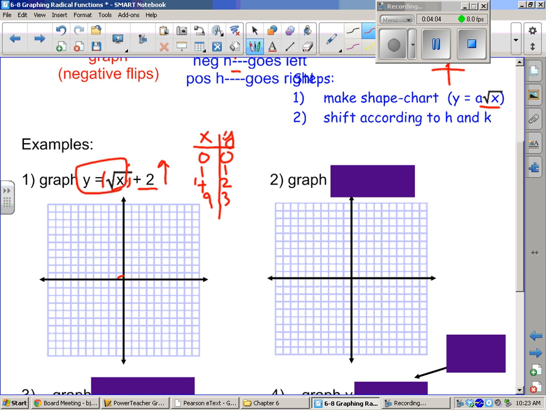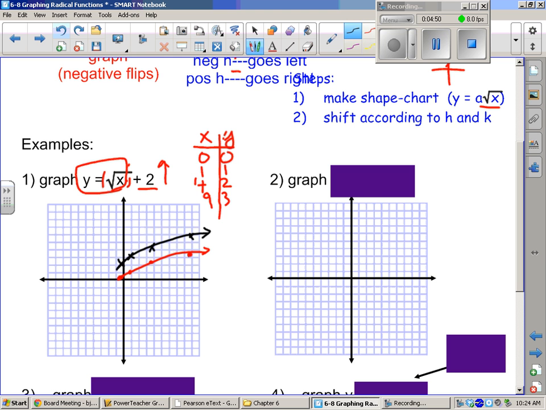So now we plot those. 0, 0, 1, 1, 4, 2, and 9, 3. So you can see that it goes that way. Now, the plus 2, we have to shift everything up 2. So we just take our dots and turn them into little X's, and we're going to move them up 2. So that was a 4, 2, so now that's right here and right here. So our new graph looks kind of like that.